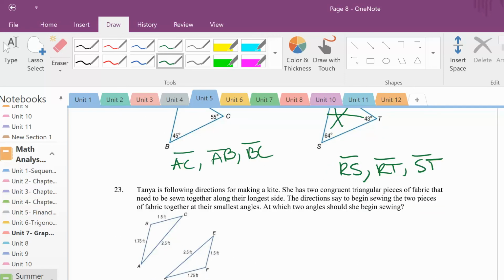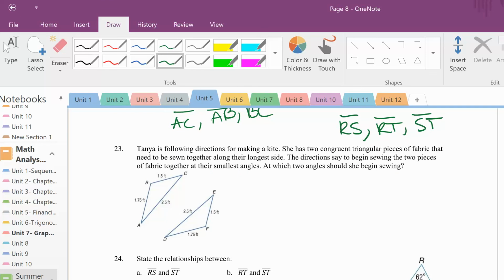Because remember, smallest side opposite the smallest angle, then you just keep going down until you get to the biggest one. All right, the next question says, Tanya is following directions for making a kite. She has two congruent triangular pieces of fabric that need to be sewn together along their longest side. The directions say to begin sewing the two pieces of fabric together at the smallest angles. At which two angles should she begin sewing? Well, to find the smallest angle, we have to look at the smallest side. So in here it's angle A, and then here it would be angle D. So those are the two angles that she should begin sewing.